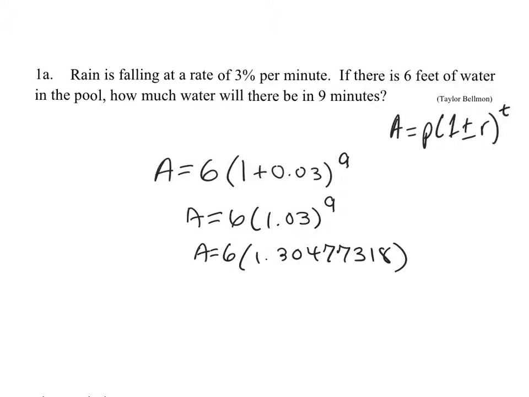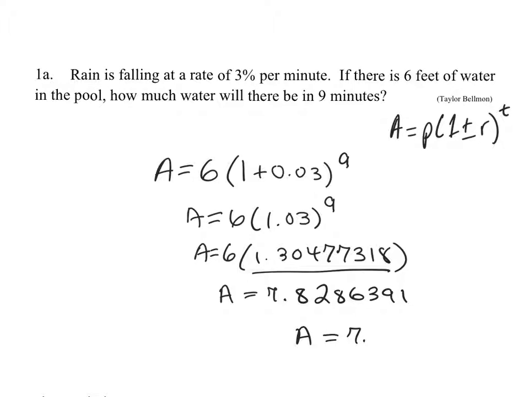Now all we have to do is multiply this number by 6, and we get 7.8286391. But we were asked to round this to the nearest tenth, so that would just be A equals 7.8. So there will be 7.8 feet of water in 9 minutes.